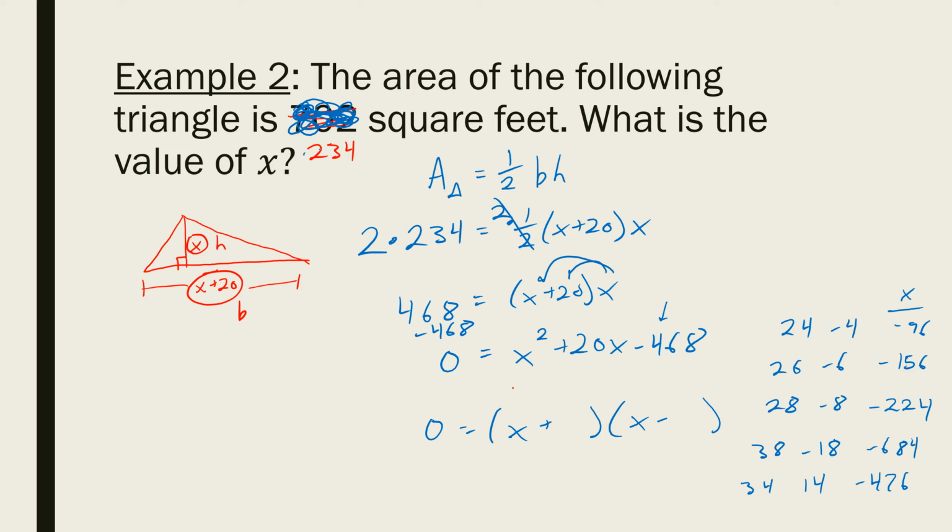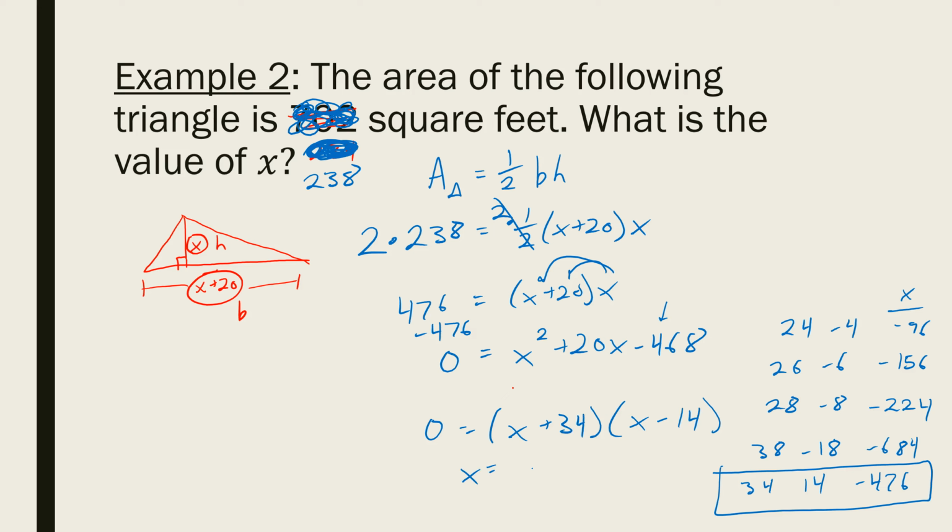I'm going to change this 234. You're not allowed to do this on a test, but on a test I will have tested this problem beforehand. We're going to change this 234 to, I don't know, let's do 238. So now the area is 238. I may have just read it wrong out of the textbook. So now when I multiply by 2, I'm going to get 476. Oh, hey, how convenient, 476. Okay, and here's the winning solution. x plus 34, x minus 14. That means x is going to equal negative 34 or x is going to equal 14 when I use the zero product property.